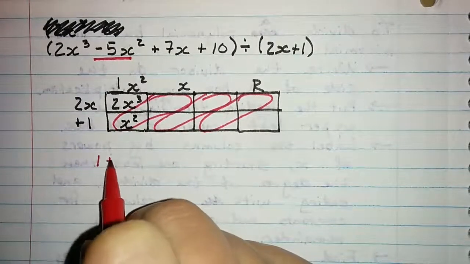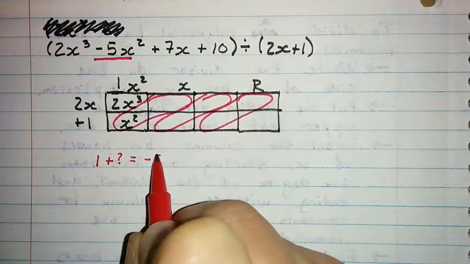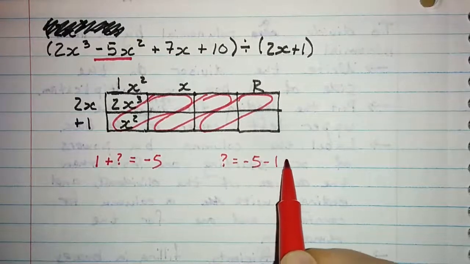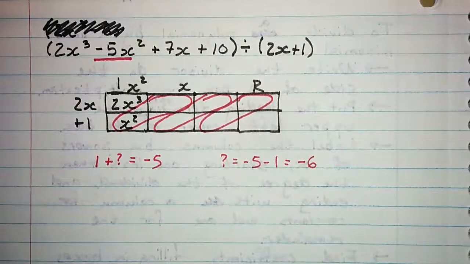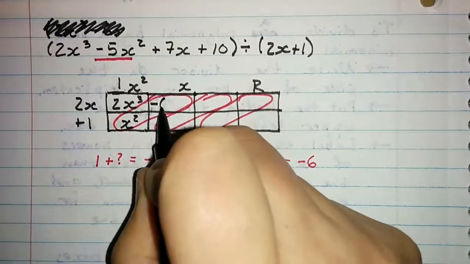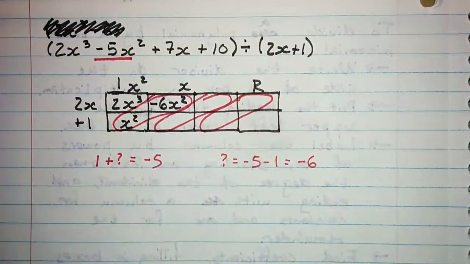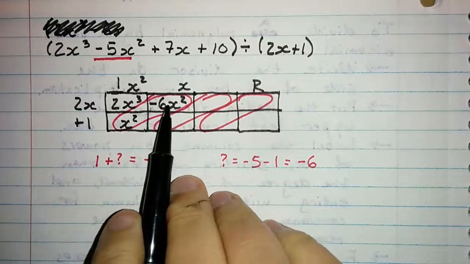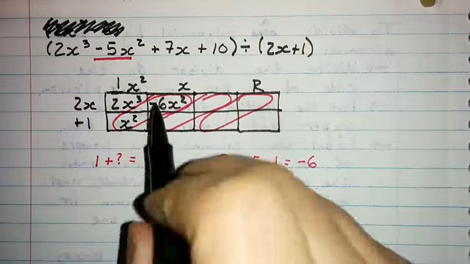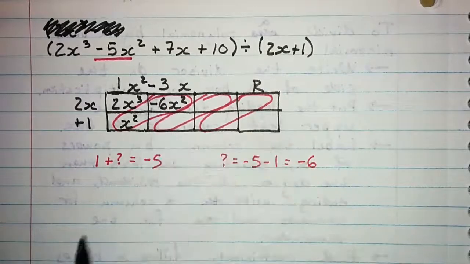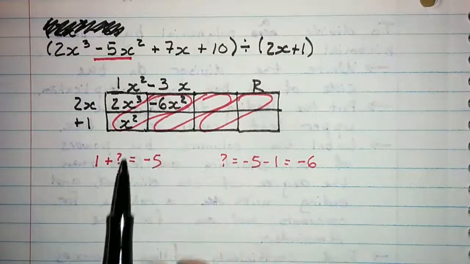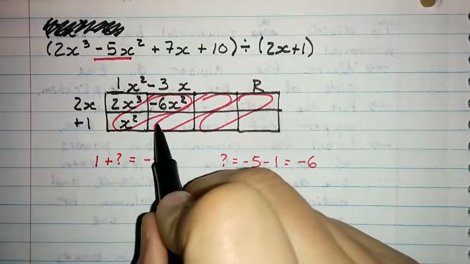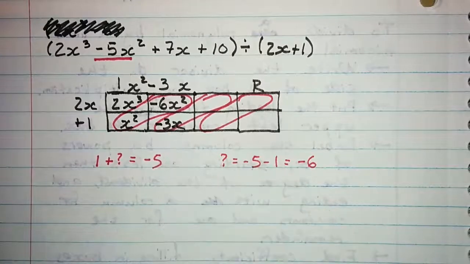So I need 1 plus what is negative 5. What is negative 5 minus 1? It's negative 6. So I need negative 6x squared here. 2x times what will give me negative 6x squared? 2 times negative 3 is negative 6. So I need negative 3x here. Negative 3x times 1 will be negative 3x.